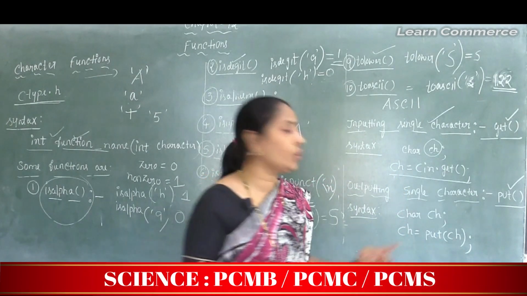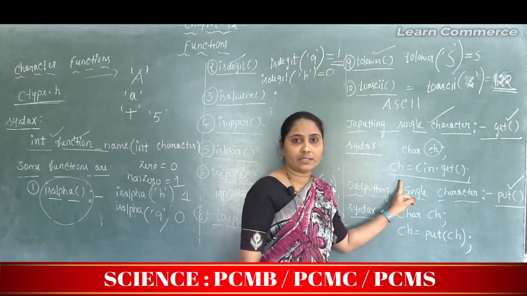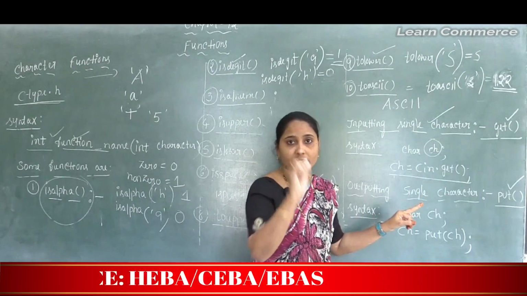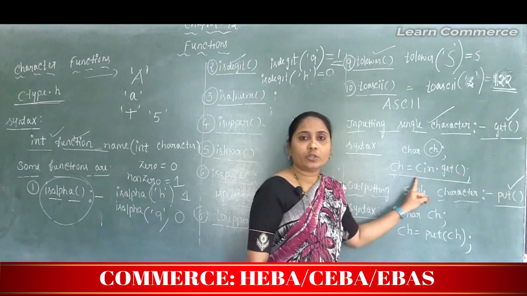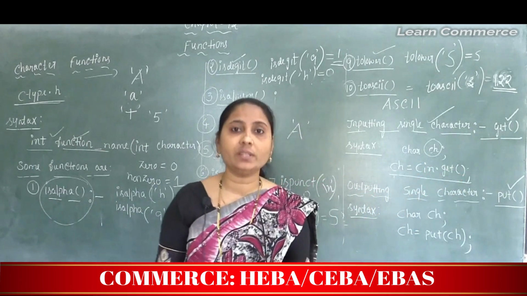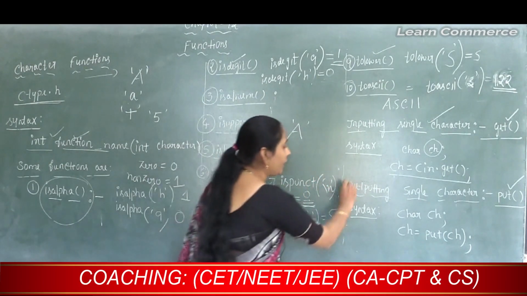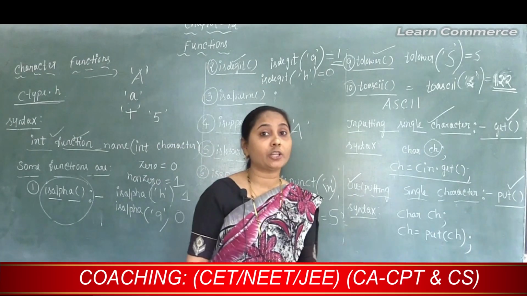ch is equal to cin dot get open close semicolon. Dot means full stop. So dot get open close semicolon. So this is the function. Clear this one? This is the syntax to input a single character. And after inputting a single character, outputting a single character, you should know.